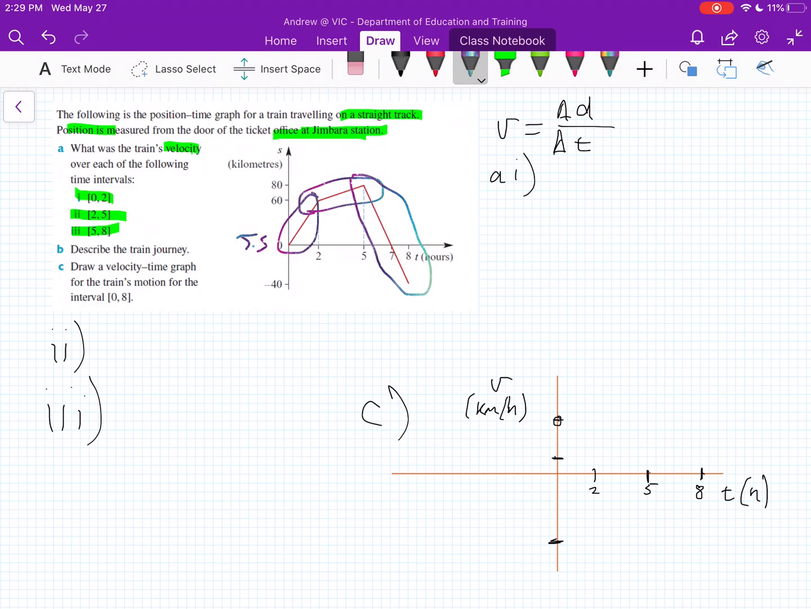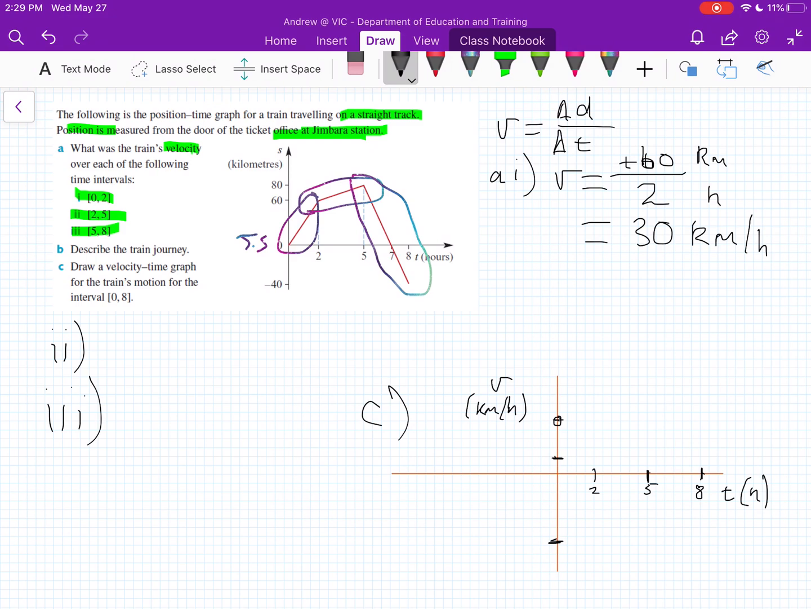Firstly, our first one, they've gone up 60 kilometers from 0 to 2. So our velocity is equal to our change in distance, which is positive 60, because they've gone 60 kilometers in the positive direction on this graph. They've done this over 2 hours. Just remember with rates, if you have units, always include them, and they actually tell you what your rate will be in after. So it was 60 kilometers they travelled and they did it in 2 hours. So this train's velocity was 30 kilometers per hour.